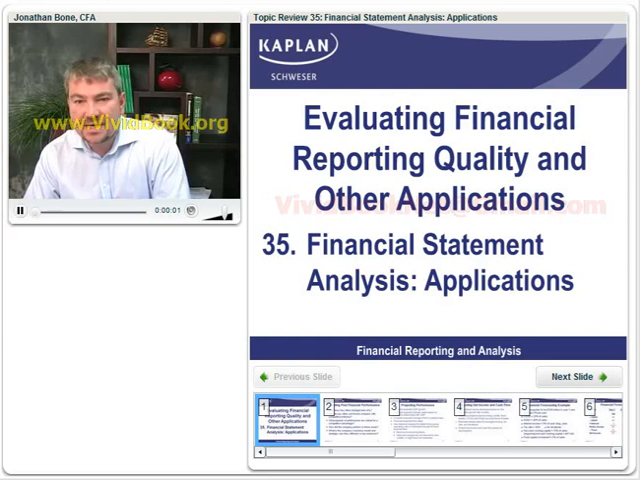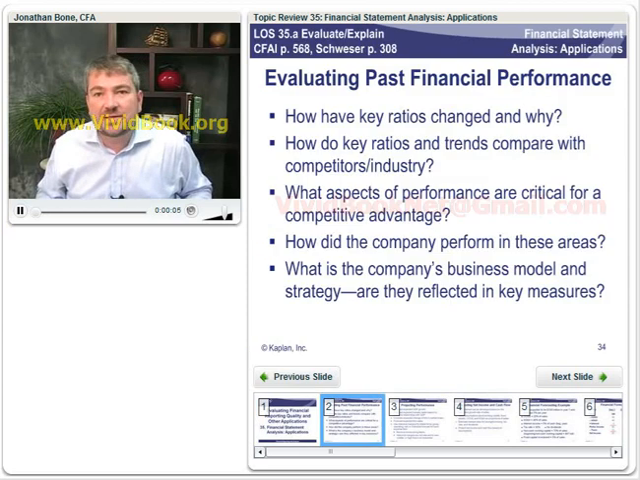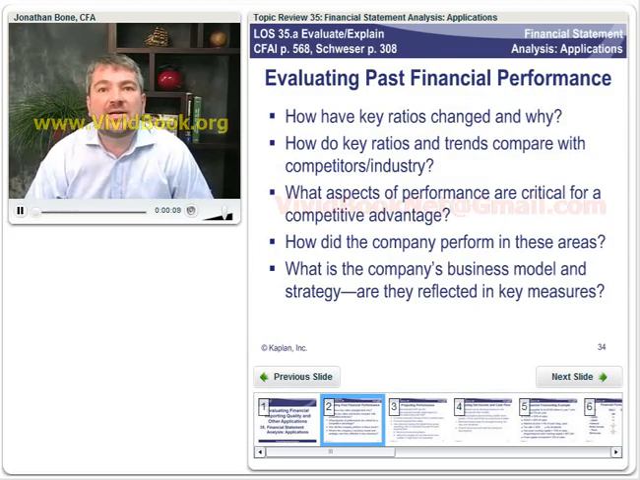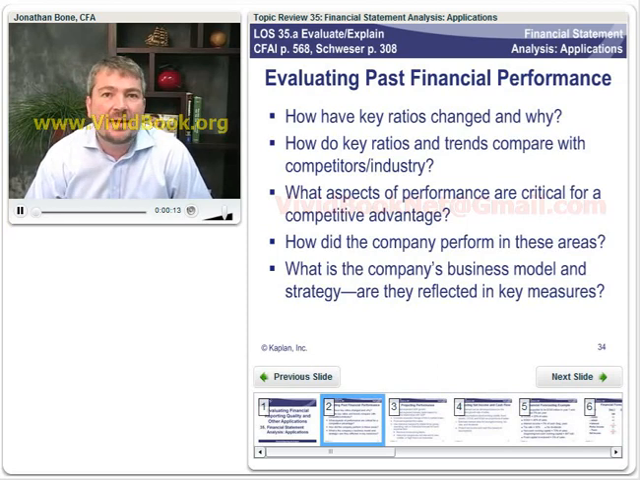Our first LOS asks us to evaluate and explain past performance using ratio analysis. So, how do we use our ratio analysis to explain past performance and how it ties up with the stated strategy of the company? Well, of course, what we're going to look at is things like key ratios, how have they changed and why have they changed.